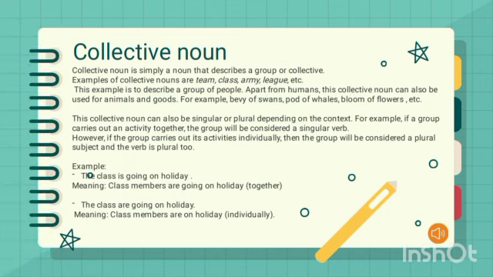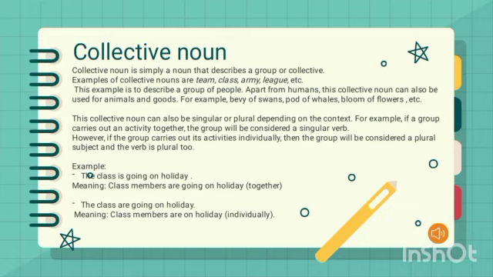Collective noun. A collective noun is a simple noun that describes a group or a collective. Examples of collective nouns are team, class, army, league, etc. These examples describe a group of people. This collective noun can also be used for animals and goods. For example, bevy of swans, pod of whales, bunch of flowers, etc.